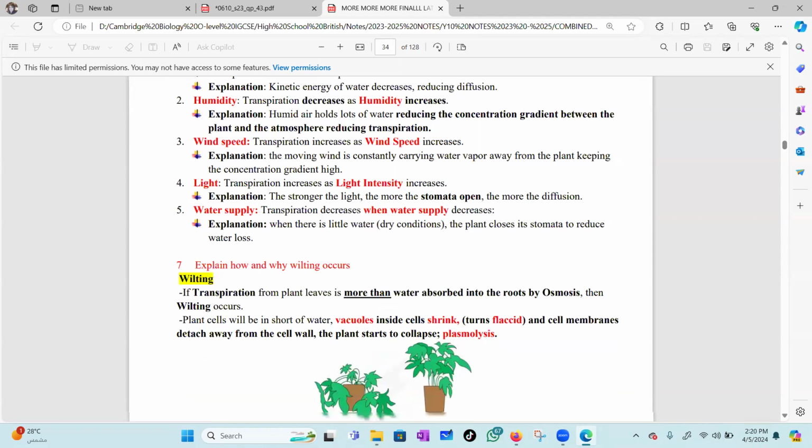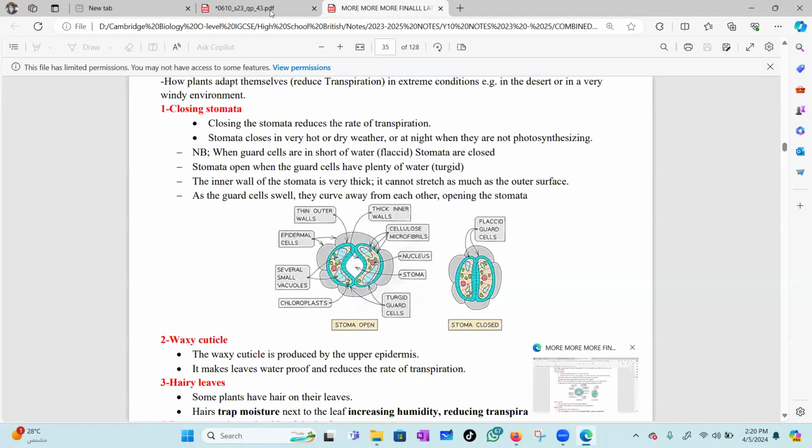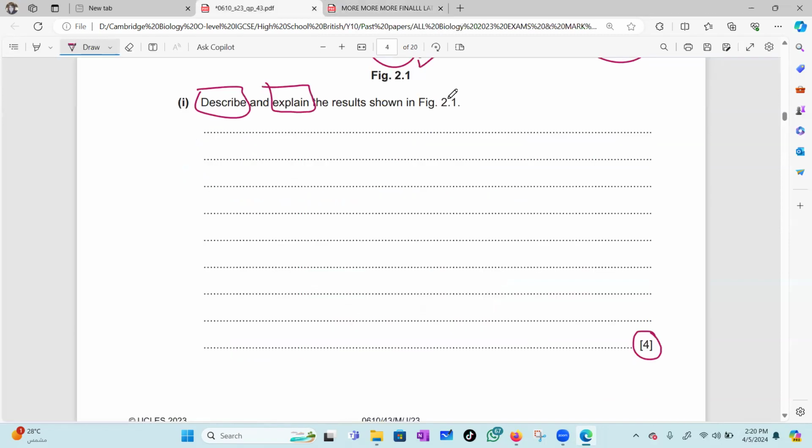Let's go back to our question. Where is the question? Here is the question. So describe and explain the results. Here, you want to write a model answer. You have 2 graphs. You have plants in the light, 2 dots, and plants in the dark. And you will describe and explain the one in the light and the one in the dark. You will describe, you will say that, as your friend said, as the wind speed increases, the rate of transpiration increases, and give numbers, quote, okay?